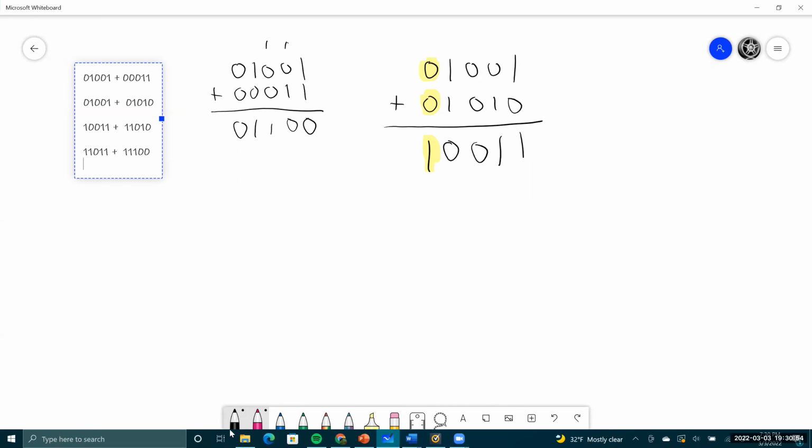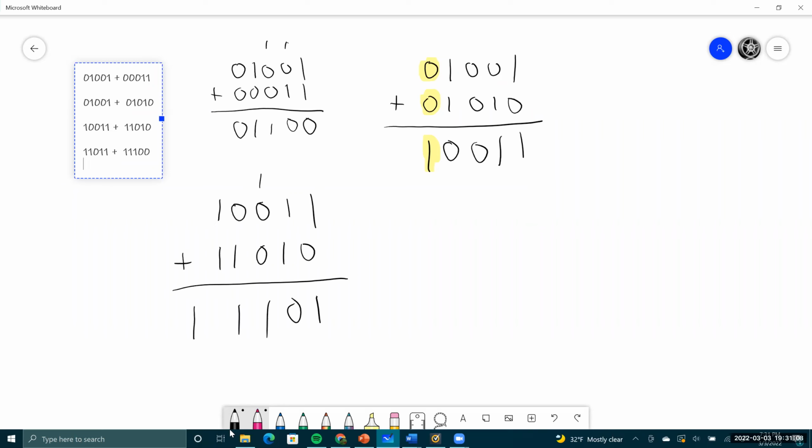All right. So 1, 0, 0, 1, 1 plus 1, 1, 0, 1, 0. We add that, and we get a result. So is there overflow here? Yeah. Okay. How do we know? It's two negatives and you got a positive. Exactly. So negative plus negative, we end up with a positive.